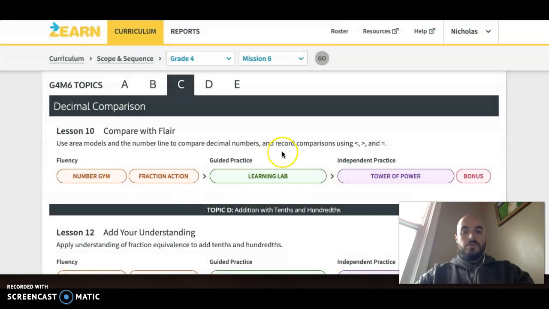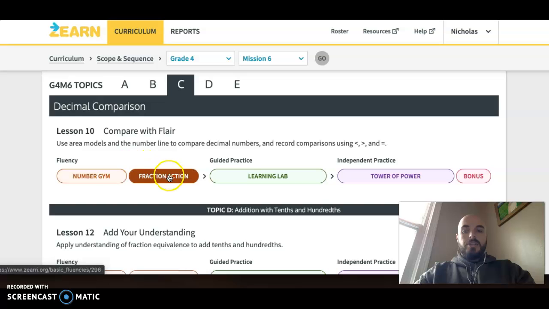Today we're going to be going over Zearn Mission 6, Lesson 10. I'm going to show you the components of the Zearn lesson, and then I'm going to follow through and go over a couple of the examples from this problem set. So first we will go over what's in this lesson.